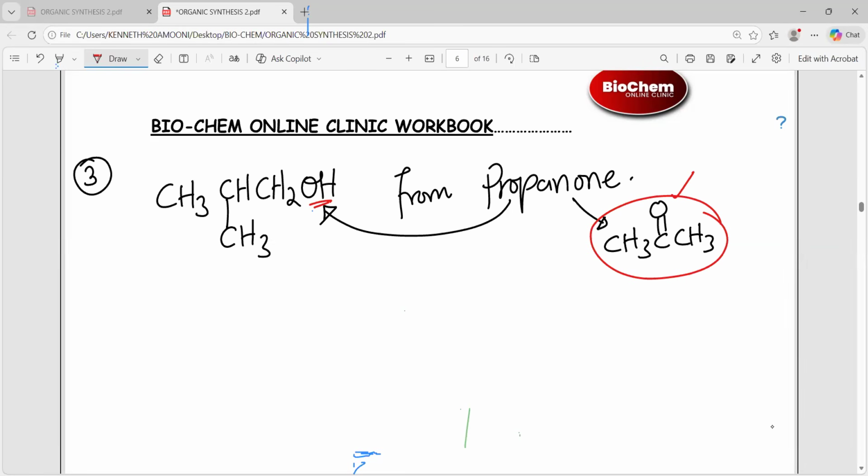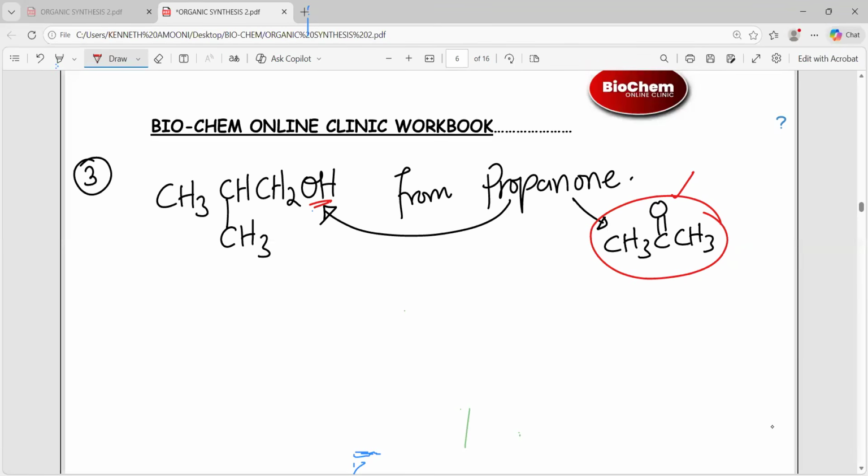Then you can also look at the number of carbon atoms. You're going to realize that the final product we are forming here has one carbon atom more than the initial product, which is propanone. So in one of our steps of the synthesis, you're going to include a step that involves us increasing the carbon chain. You're seeing that? So what are we going to do?